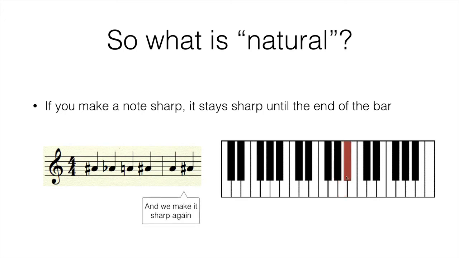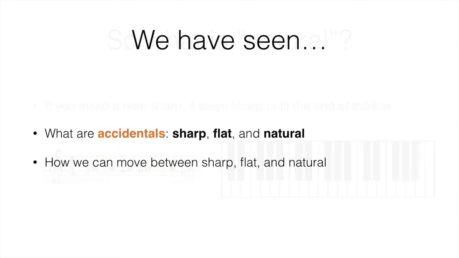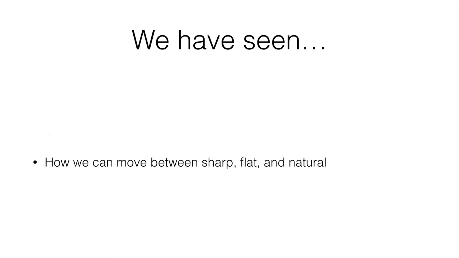So this is everything you can do, basically. From any accidental, sharp, flat, or natural, you can go to any other accidental. After a bar, everything is cancelled out, and you go back to natural. That is it. So we have seen what accidentals are, sharp, flat, and natural, and how we can move between them. It's very easy. Simply write the symbol on the next note that you want to move to, and then everything that comes before that is cancelled out.